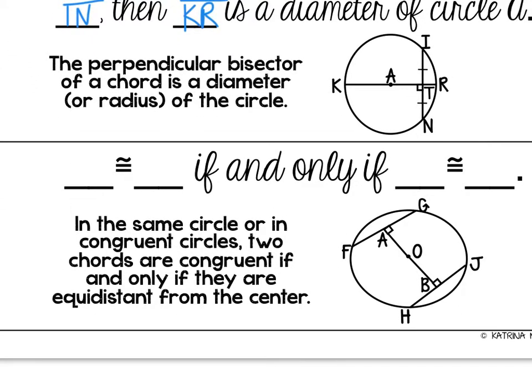In the same circle, or in 2 congruent circles, 2 chords are congruent if and only if they are equidistant from the center. So in this diagram, it would be that FG, arc FG, is congruent to arc HJ if and only if AO is congruent to BO. These are equidistant.